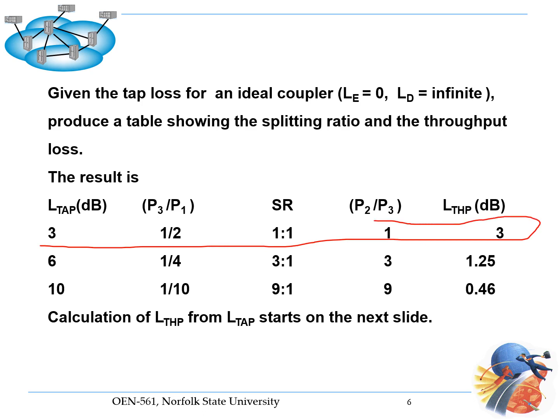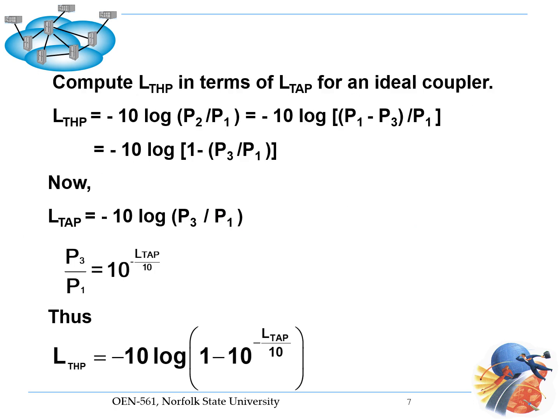So for this specific case, we have 1-to-1 splitting ratio, and losses in both throughput and tap ports are 3 dB. And normally we will refer to this directional coupler as simply a 3 dB coupler. So whenever you hear 3 dB coupler, it means that it is a 1-to-1 splitting ratio.